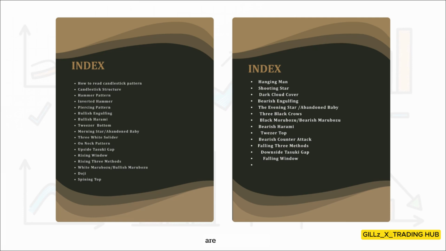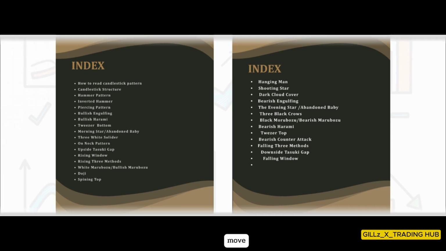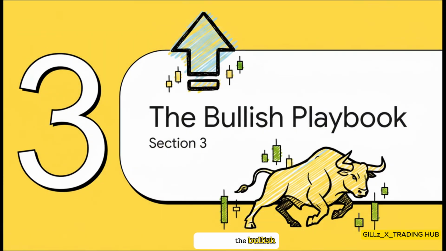And that brings us to the 2 main players on the field. You've got the bulls, who are always trying to push prices up, and the bears, who are trying to drag them down. And what we're about to get into are their signature playbooks, the key patterns they use to signal their next big move. Okay, first up, let's crack open the bullish playbook.